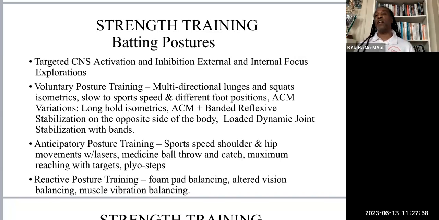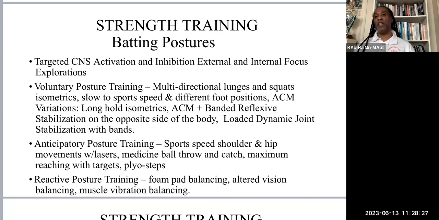When you move one side of the body, the other side of the body is stabilizing you without you thinking about it. And then loaded dynamic joint stabilization with bands. So this is where you're actually moving all the various joints loaded with a band. So therefore you're developing strength through the entire range of motion of the joints.